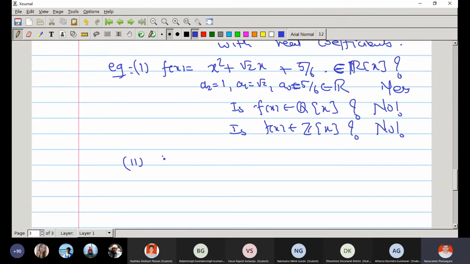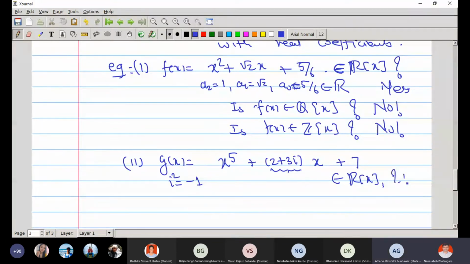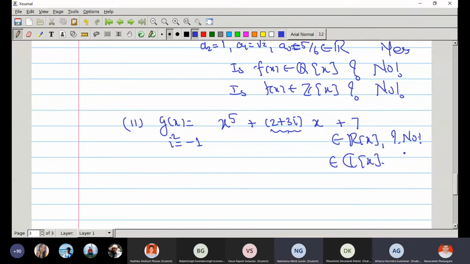Okay, if I consider another polynomial g(x), so x raised to 5 plus (2 plus 3i) x plus 7, right? Is it in R[x]? What is i? No, right? Because the coefficients are not real. The coefficients are complex numbers. So it is not in R[x], but is it in C[x]? That means, are the coefficients complex? Yes, right.